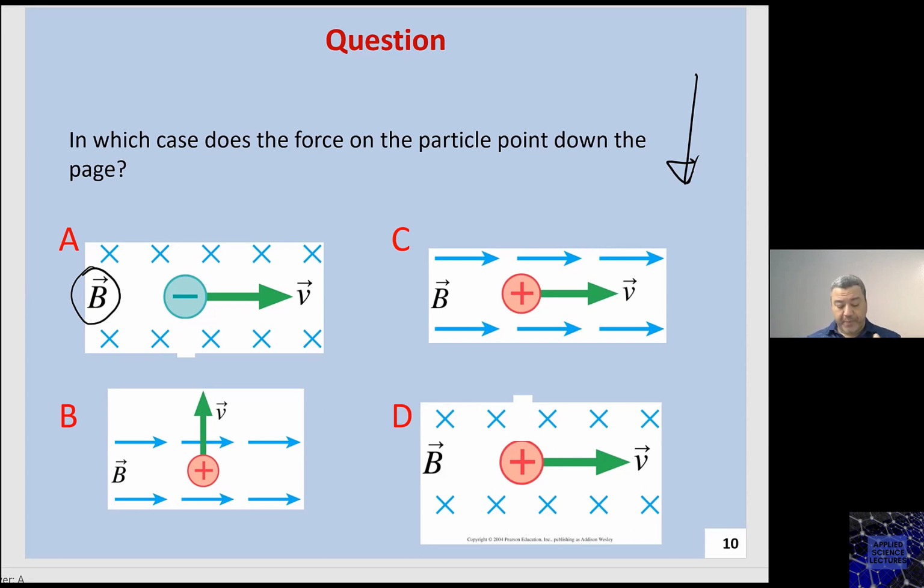Point your index toward the velocity. Point the middle finger into the page. You will see that the force is going to be pointing downward. So this one has the force downward. Let's look at B. B, it's a positive charge, so I'll be using my right hand rule. Put the index toward the V, the middle toward the magnetic field. You will see that the force here would be pointing into the page.